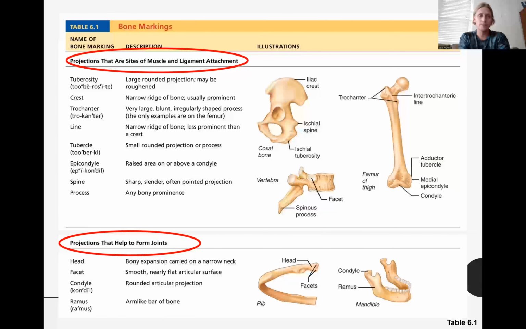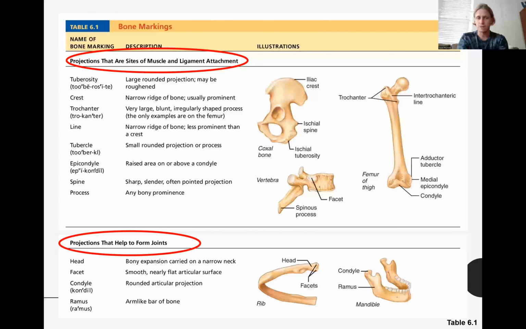All right, the next two I want to clarify are a crest and a line, because these are, again, very similar. So the definition for this is narrow ridge of bone for both. And by ridge, we mean kind of a point, not a point, but like a thin edge on the bone. So kind of like a mountain ridge. If you've ever been hiking, you know what a mountain ridge is. It's where you have a chain of mountains together and they make this nice thin point all the way down.